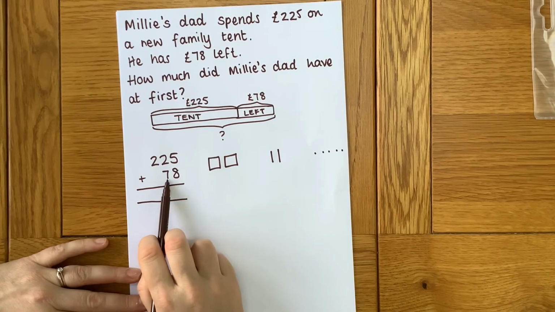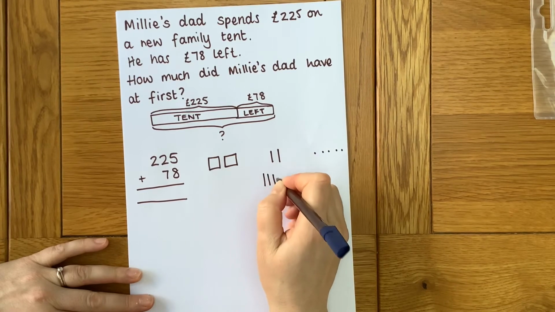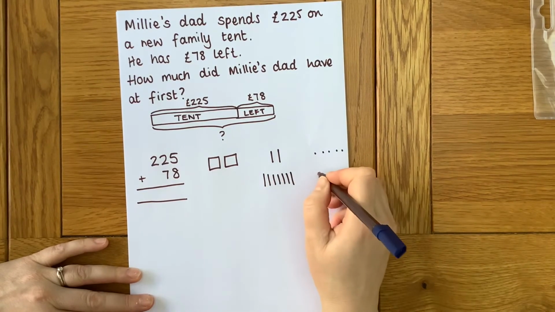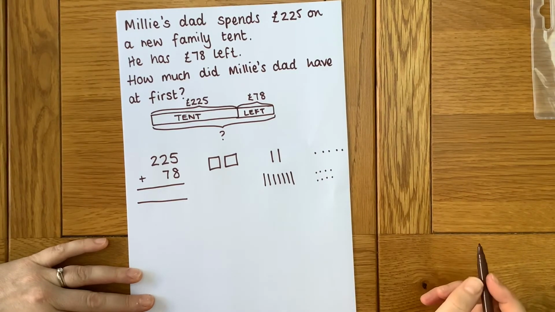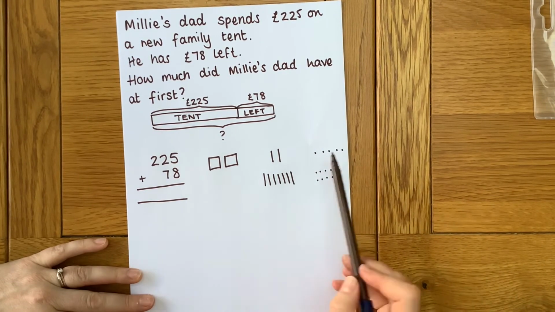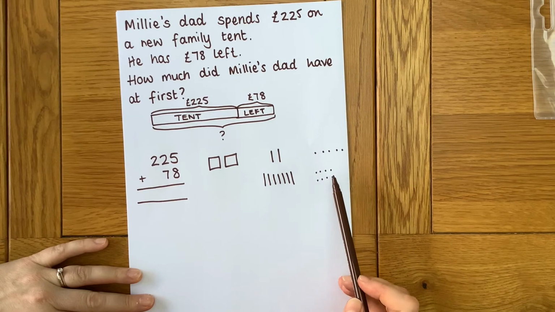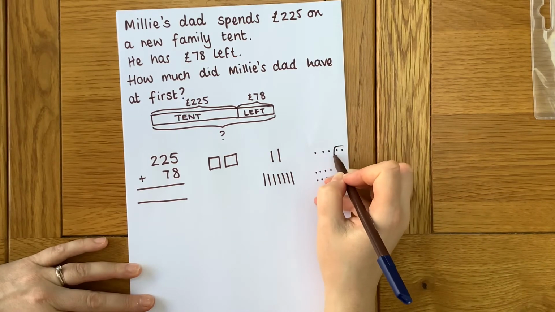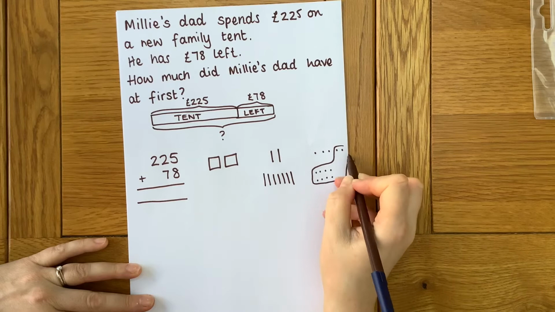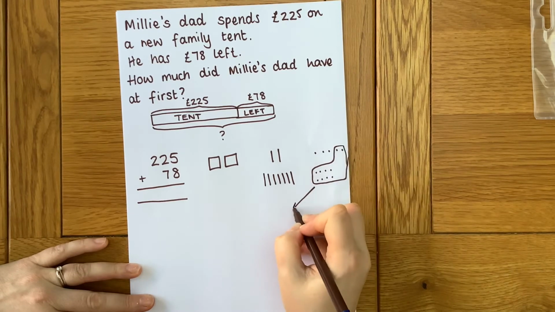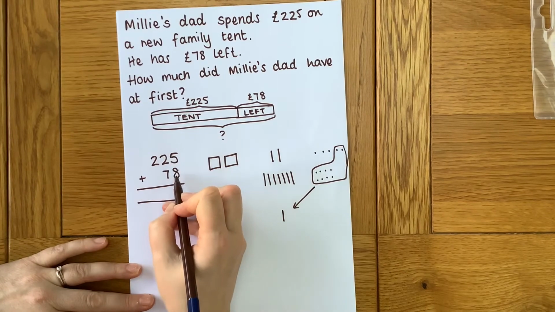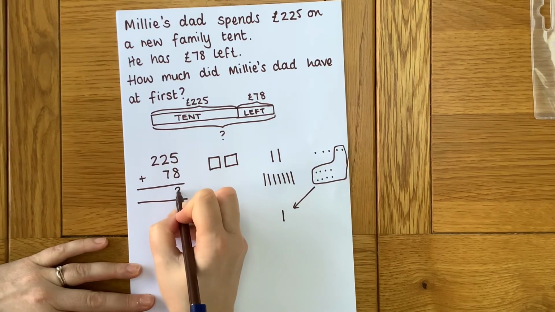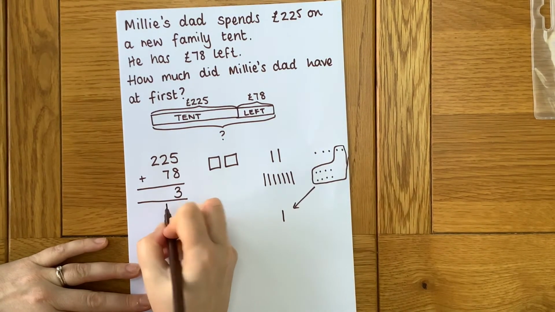And then 78 is 7 tens and 8 ones. Okay, so now I'm going to add them together. So starting with my ones then. 5 and 8 makes 13 ones. So I'm going to take 10 of those ones, and I'm going to turn them into a 10. So what I've done is I've done 5 and 8 is 13, leaves me with 3 ones and 1 10.